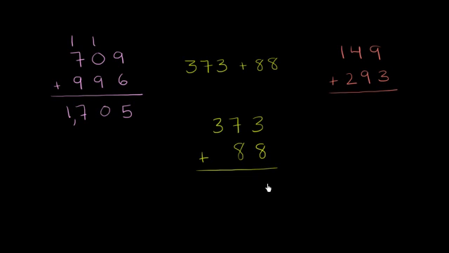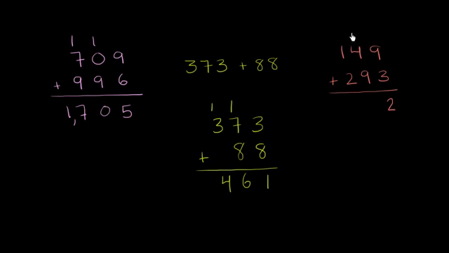So 3 plus 8 is 11. The 1 in the ones place, the 1 in the tens place. 10 plus 1 is 11. 1 plus 7 is 8. 8 plus 8 is 16. But this is actually 16 tens. So let me just write down the 16. What is 16 tens? Well, that's 160. So this 6 is the 60, and then I have 100. 1 plus 3 is 4, but these are actually hundreds, so it's 400. So we get 461.